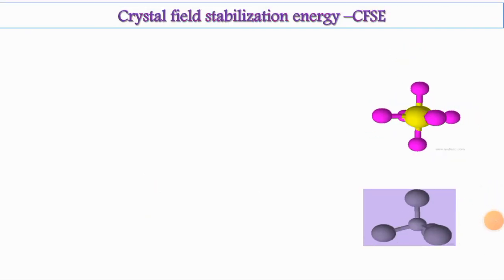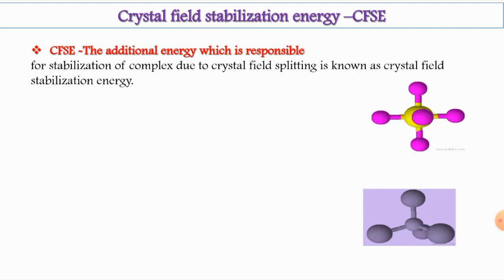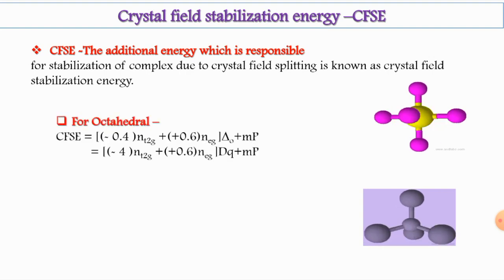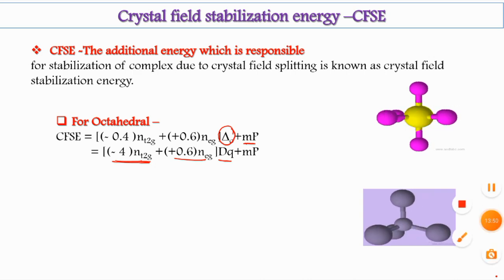The next important part is CFSE, the crystal field stabilization energy, which arises due to the splitting of the d orbitals. For octahedral complexes, CFSE is equal to minus 0.4 into the number of electrons in the T2G level plus 0.6 into the number of electrons in the EG level, multiplied by delta 0, and plus MP, the mean pairing energy. This is for the octahedral complex.